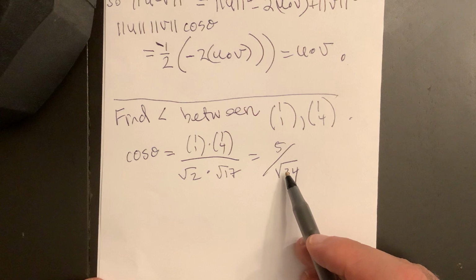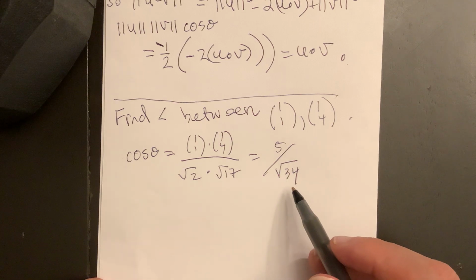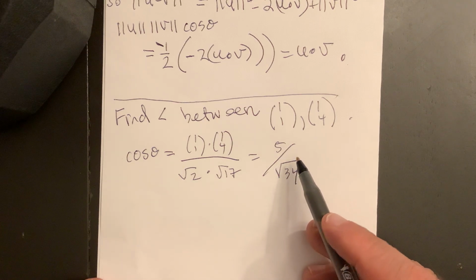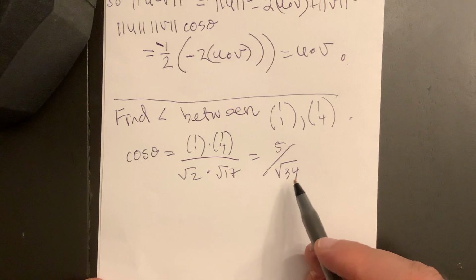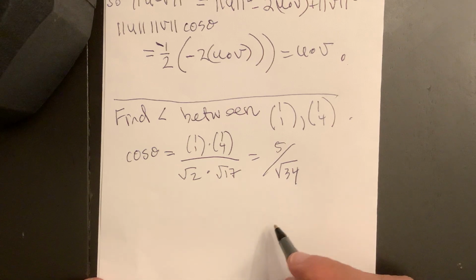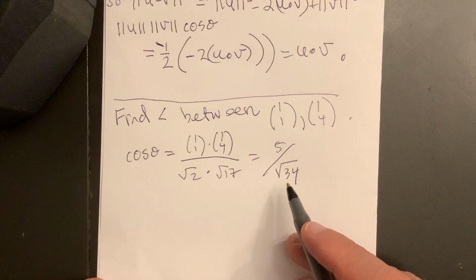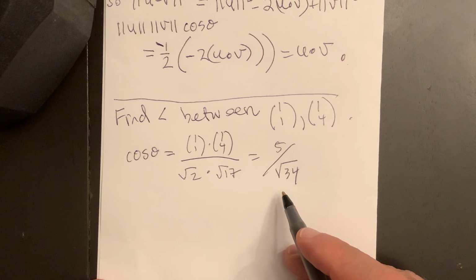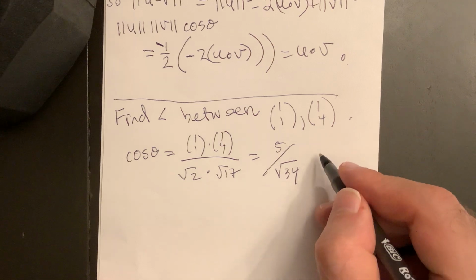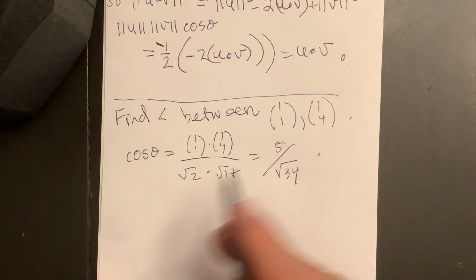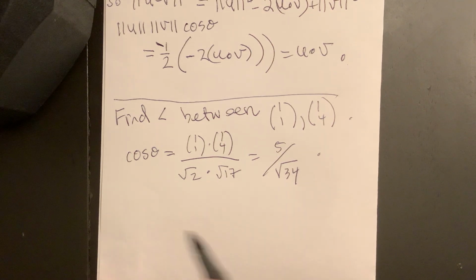Okay, so it's almost 5 over 6, right? So it's pretty close. It's less than 45 degrees between these. Okay, so you can just write theta as the cos inverse of this.